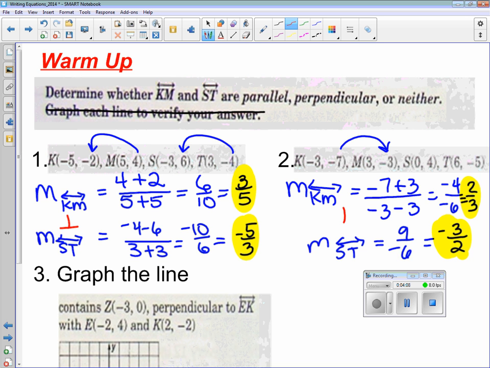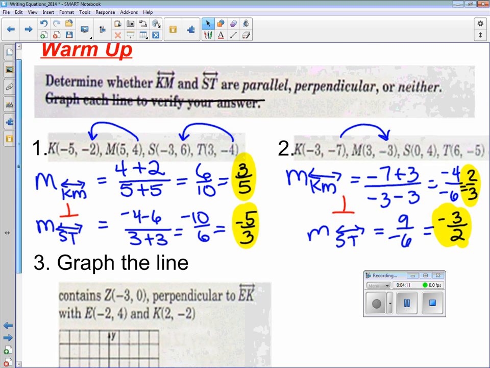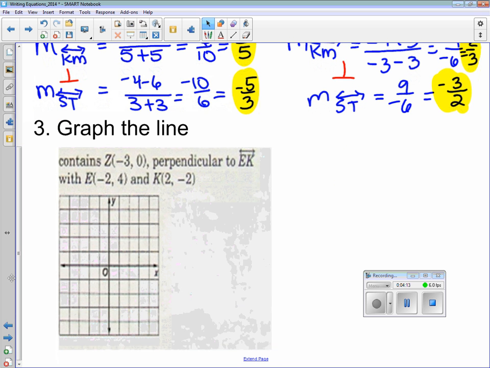Good job. All right, the last one down here in number 3, I wanted you to graph the line. And we kind of did this one at the end of class last time, where it's going to be perpendicular to line EK. And I have those 2 points, but it's going to contain this other point. So we need to graph all these points first. So let's graph negative 2, 4. So here's going to be point E. We're going to graph 2, negative 2. And that's going to be point K.